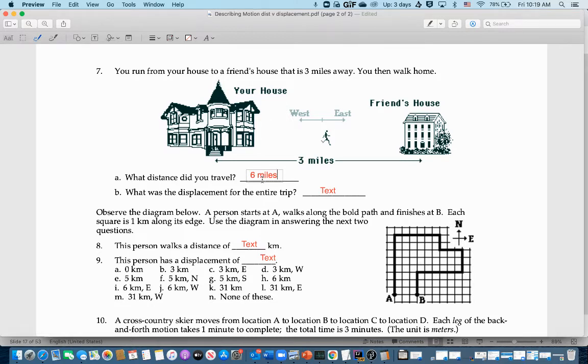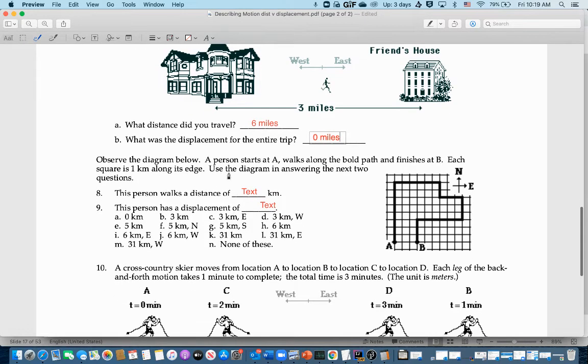What was the displacement for the entire trip? Well, I started here, I went 3 miles, and then I came back to my initial spot. What do you think that should be? Take a second. If you understand this, it should come to you really quick. Turns out that one's just going to be 0 miles. Now, usually displacement would have a direction, but it's 0, so I don't need to have a direction here.